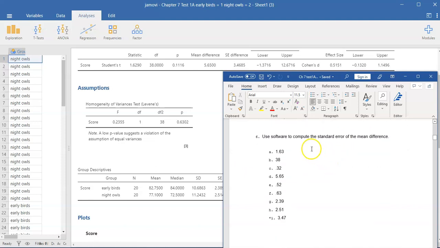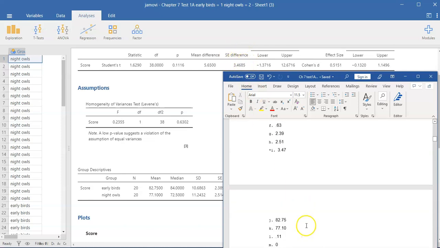Then you want to use software to find the standard error of the mean difference. It's given right here, the SE difference. So that's why that's the answer.